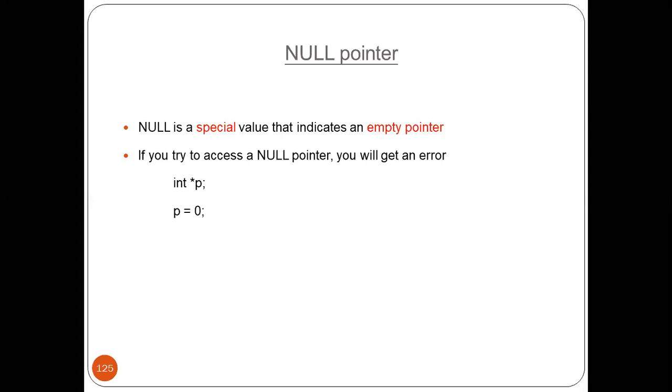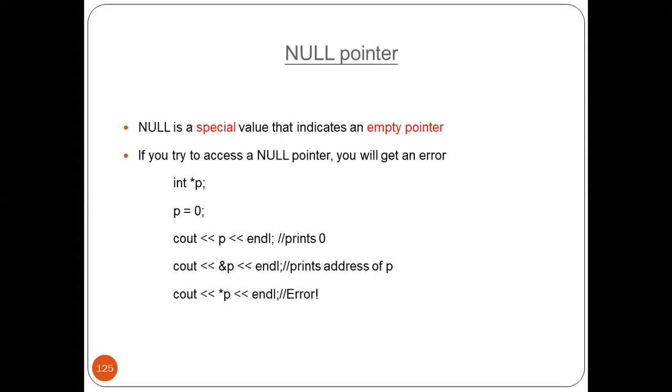Take an example like this: int *p with the value 0. Since we are setting the pointer variable to 0, it will not have any issue. &p will print the address of p. There is no issue with this. But if we try to print the value of this null pointer, as it is not holding any value, it will give you an error.